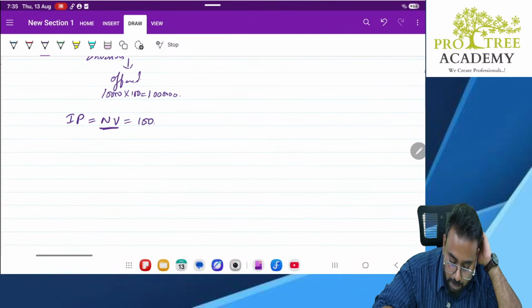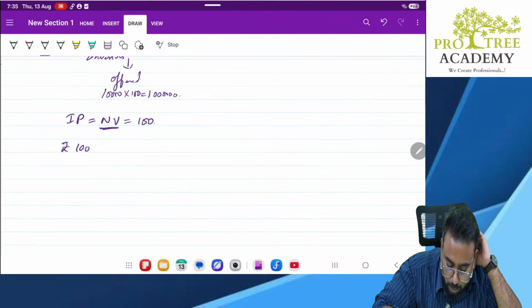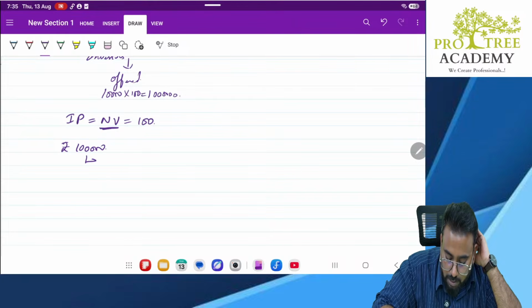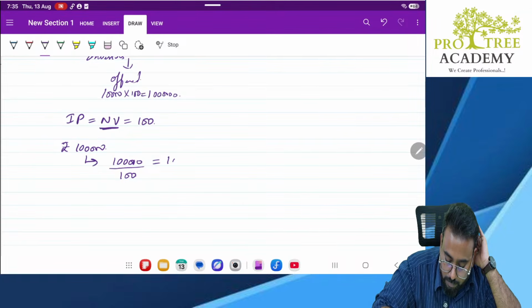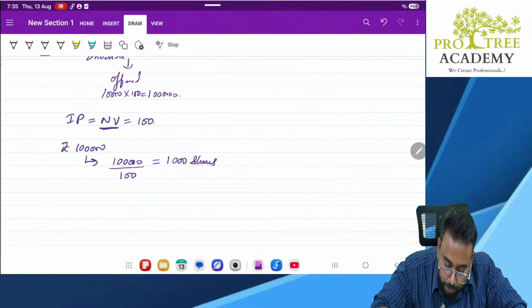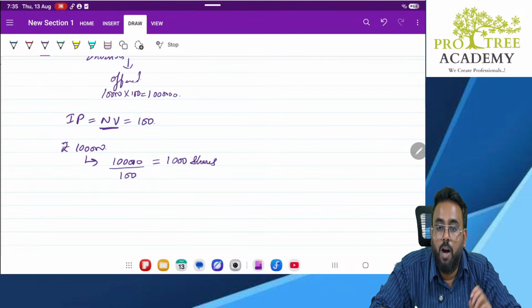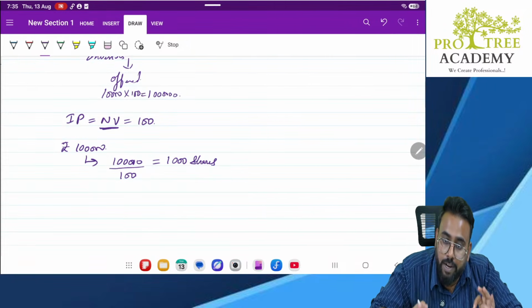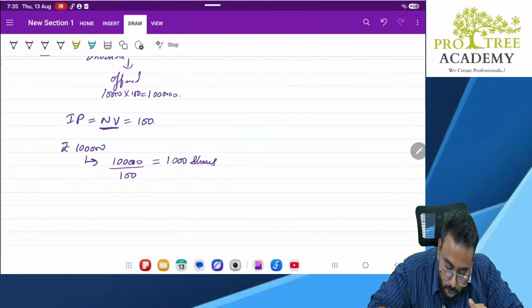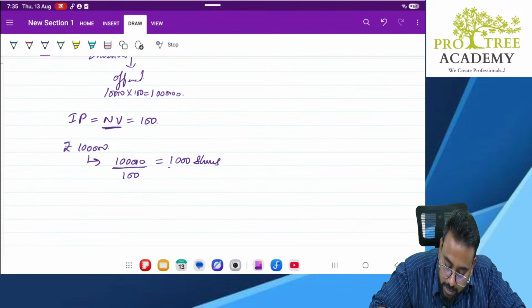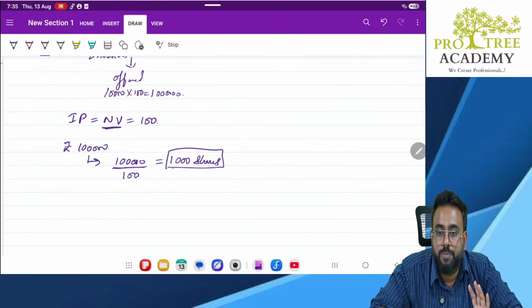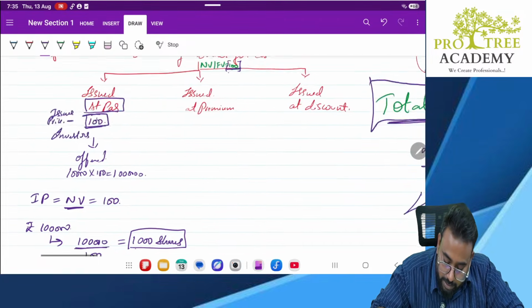So if somebody wants to invest 1 lakh rupees, how many shares will I issue? 1 lakh rupees divided by 100 per share, so I will issue him 1000 shares. Correct? If he wants to invest 1 lakh rupees and each share costs 100 rupees, how many shares will I issue? Total money is 1 lakh, each share costs 100, so I need to issue 1000 shares. Clear? Okay, everybody is understanding? Yeah.